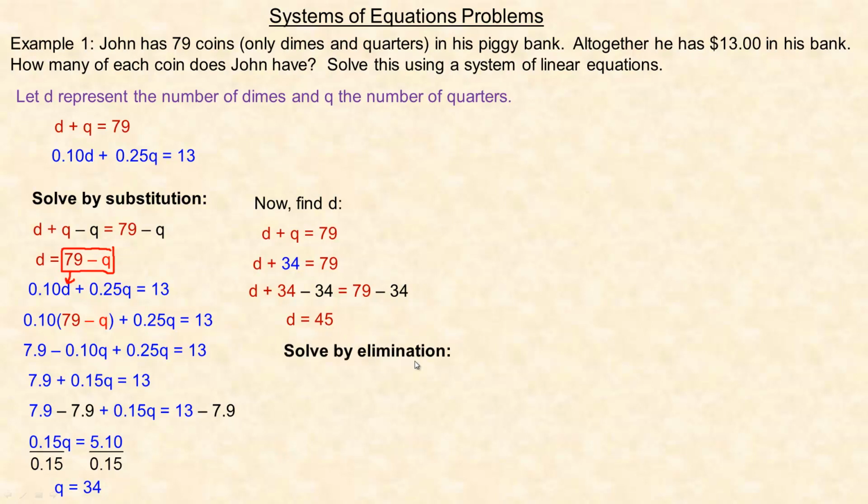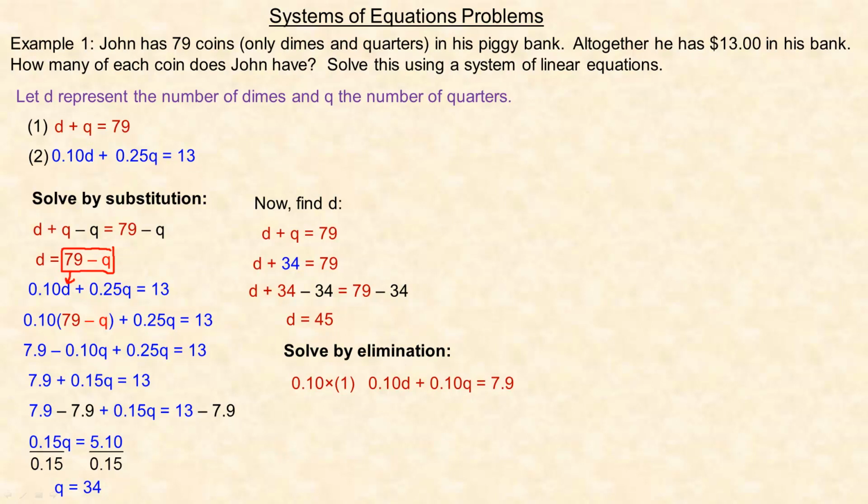Now, if you want to solve by elimination, I'm going to call this equation 1 and this equation 2. And I'm going to eliminate the D. You could just as easily eliminate the Q. To do the D, I want to multiply by a number to make that term the same as this one. So I would multiply by 0.10 to get 0.10 D at the beginning of this one. So first equation is going to be multiplied by 0.10. So 0.10 times D would be 0.10 D. Plus 0.10 times Q would be 0.10 Q.